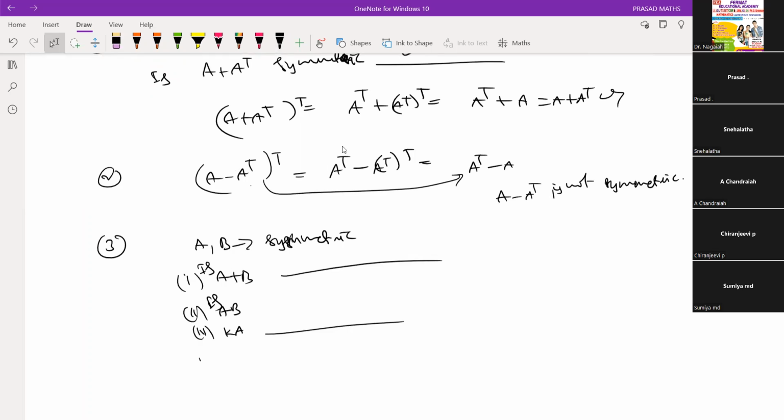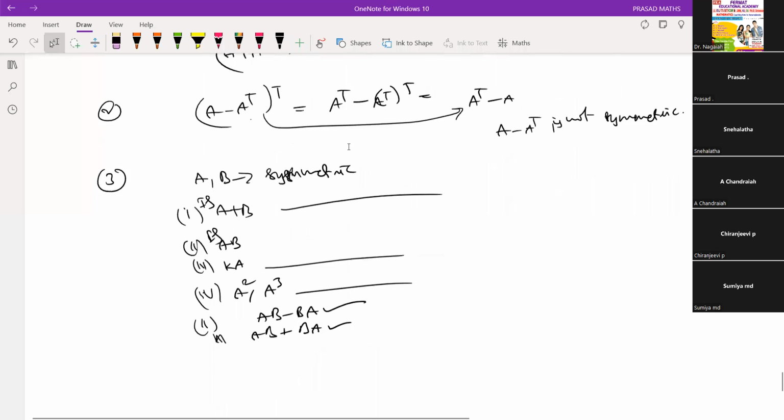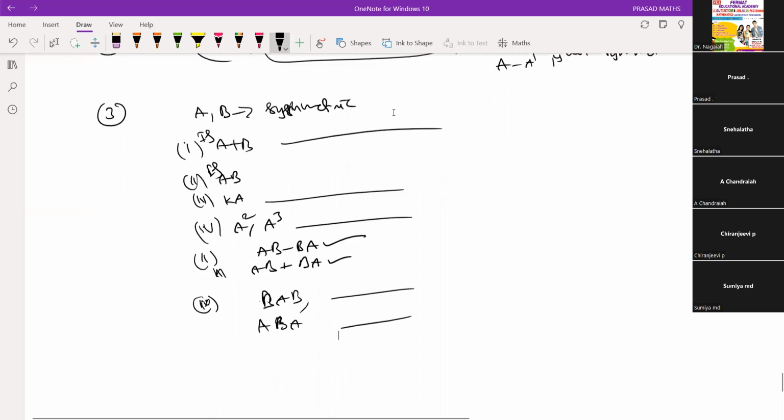Does it mean that powers, integral powers, are symmetric? Suppose A square or A cube, are they symmetric? Does AB minus BA come out symmetric? Does AB plus BA come out symmetric? Right? And, for example, BAB, or ABA, are they symmetric? So these are the questions.